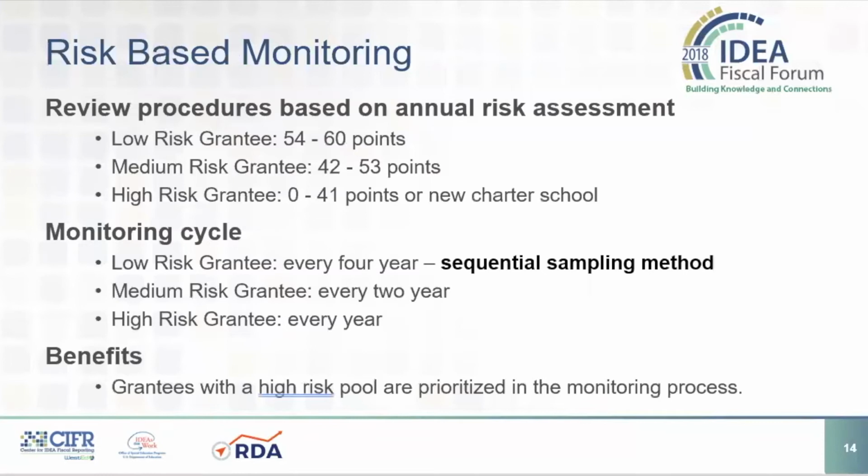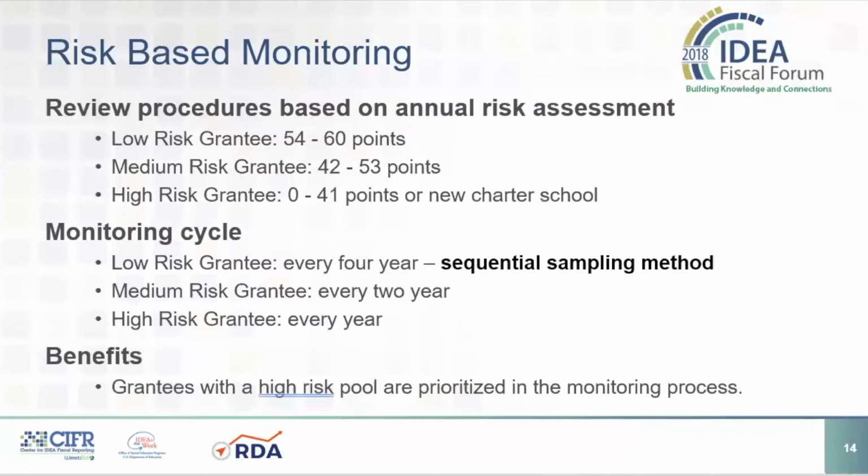The second selection method is using the risk-based approach, which is pretty simple. We do a fiscal risk assessment at the beginning of the fiscal year using risk indicators to try to assess the level of risk. And then with our risk assessment, the total amount of points that an LEA could get is 60.